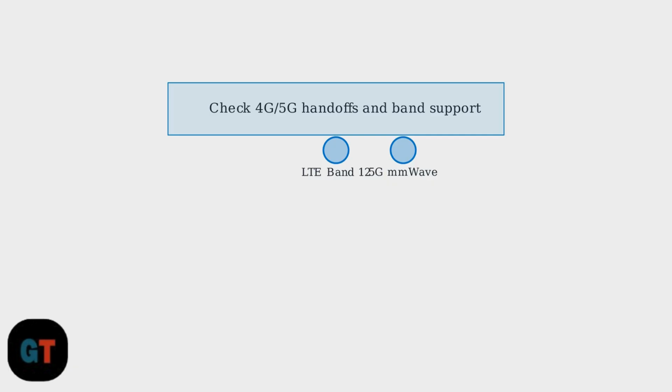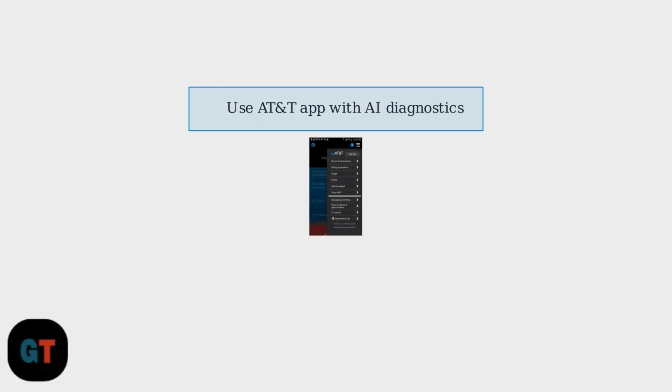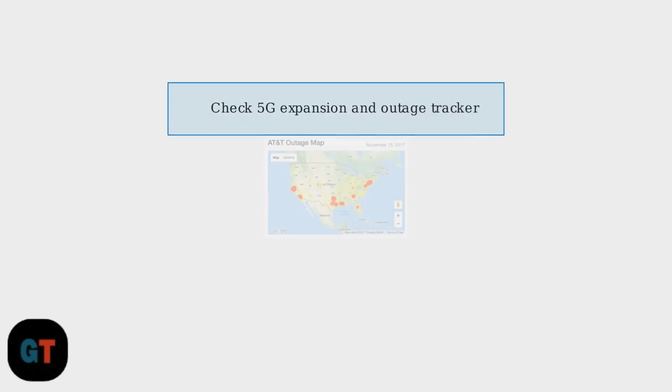Make sure your device supports AT&T's LTE Band 12 and 5G mmWave. For ongoing issues, use the AT&T app, which now features AI diagnostics to predict and resolve issues. As of 2025, AT&T is expanding 5G ultra-capacity bands, potentially causing temporary instability in some areas.